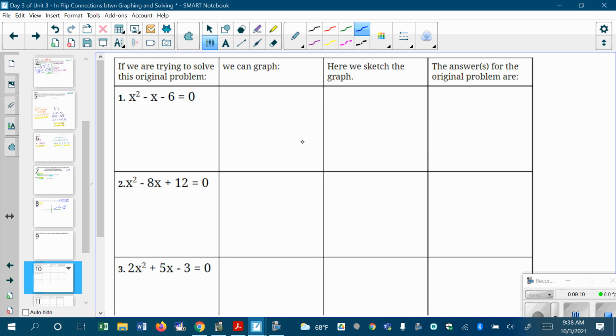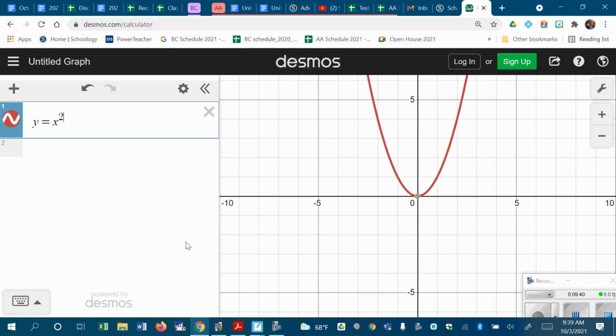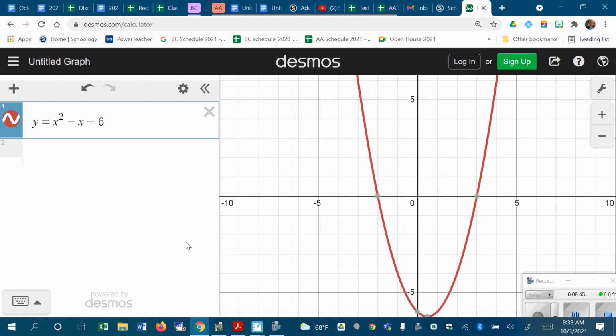Now, what I would like to suggest, though, is in trying to solve that, we can look at a related function. We can look at this equation. Okay, so the only thing that's different is we swapped out the 0 to be a y so that we can make a graph of it, right? Graphs require 2 variables, right? That's why we have 2 axes, an x and a y axis. Okay, so we're going to go over to Desmos and make that graph. So I've got y equals x squared minus x minus 6. Okay, so here's my picture.